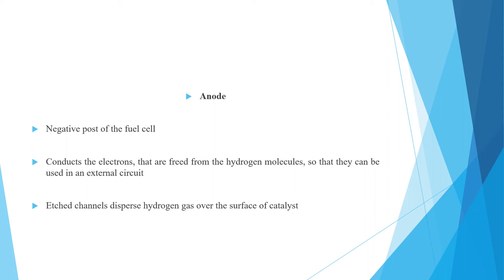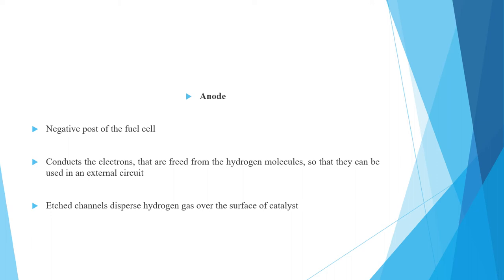The anode basically conducts the electrons. The electrons are freed from the hydrogen molecules, and these electrons, from the division of the hydrogen at the anode, can then travel through an external circuit. After that, each channel distributes hydrogen gas over the surface of the catalyst. So this is the physical anode.